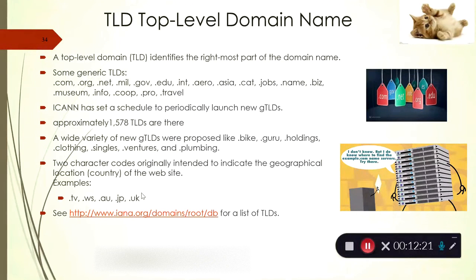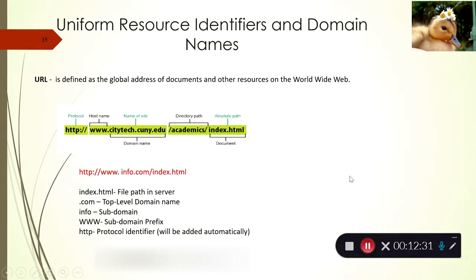Okay, to make the domain name and IP address system more organized, we have different top level domain names. So the next thing we are going to see is URL. What is the full URL identification?